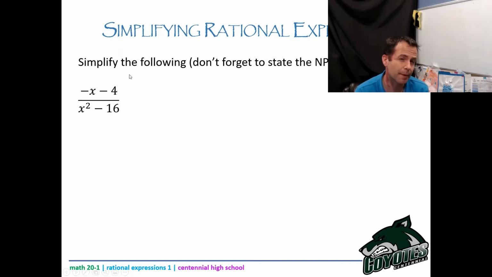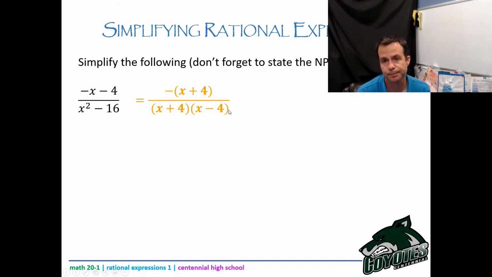Now on the top, I've got negative x, negative 4. It would be prudent to take out a negative 1, because that would leave us with x plus 4, and I could divide out my x plus 4s. So I'm going to take out the negative, and I've got x plus 4 on the top. On the bottom, I factored my difference of squares, and that's x plus 4, x minus 4. Now I want to state my NPVs. I know that x can't equal plus or minus 4.